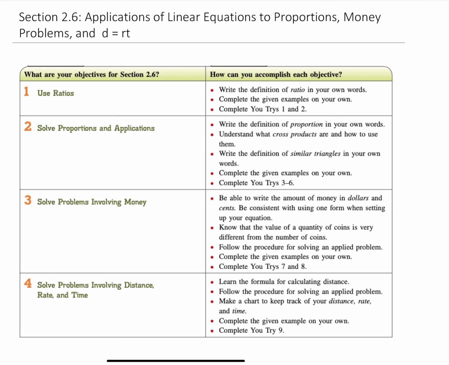This video will cover 2.6 more applications of linear equations. This time we're going to use proportions and solve equations with proportions. There's some money problems, and the last example we'll see is a question involving distances and rates and time. All of these will involve proportions in some way. So let's get started.